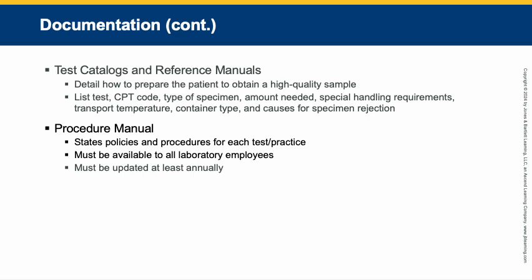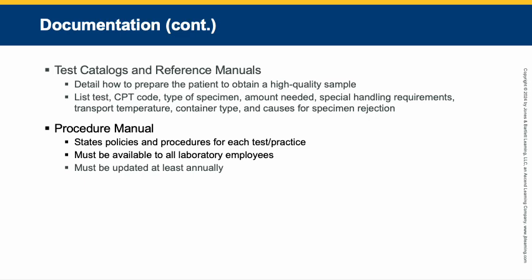Procedure manual. The procedure manual states the policies and procedures that apply to each test or practice performed in the lab. The procedure manual is another quality assurance document that has to be made available to all employees of the lab for standardization purposes.